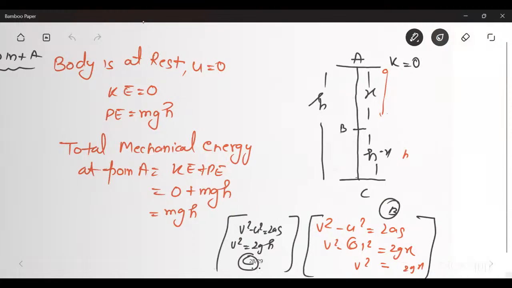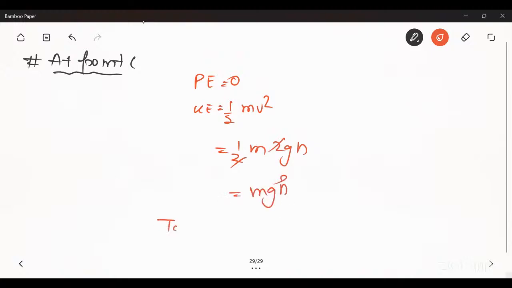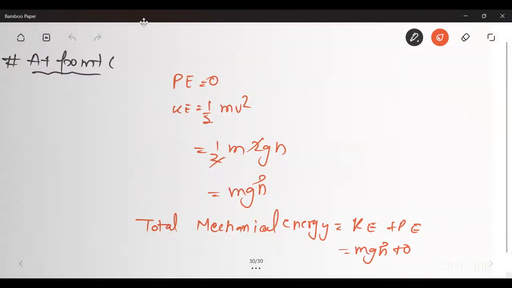Okay, so at point C, the potential energy is zero and the kinetic energy is half mv square, and v square equal to 2gh, so half m into 2gh, so that cancels. So mgh. The total mechanical energy at point C is also the sum of kinetic energy plus potential energy. The kinetic energy is mgh at that point and potential energy is zero. So the total mechanical energy is also mgh.